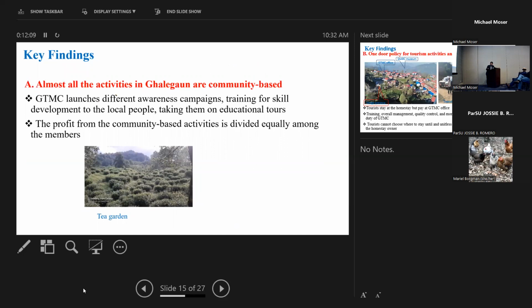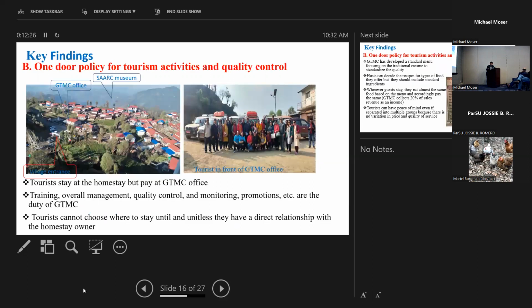Also, GTMC launches different awareness campaigns and training for skill development for the local people, taking them on educational tours, which increases their capabilities as well. And the profit from the community-based activities is divided equally among the members who participate in specific programs.